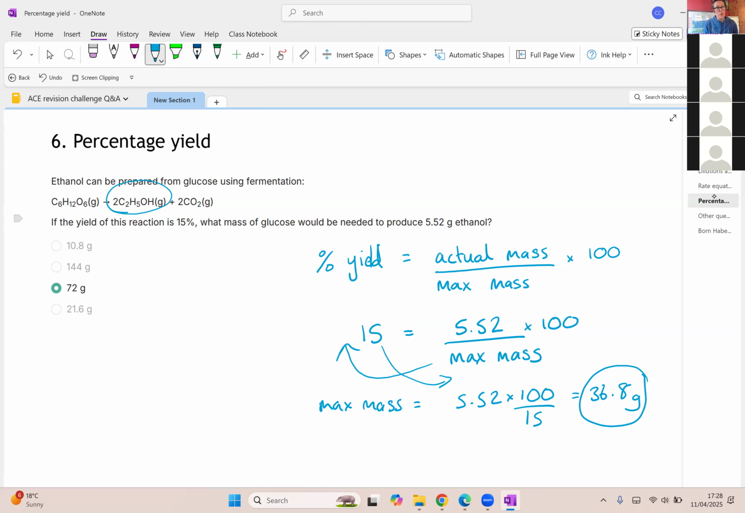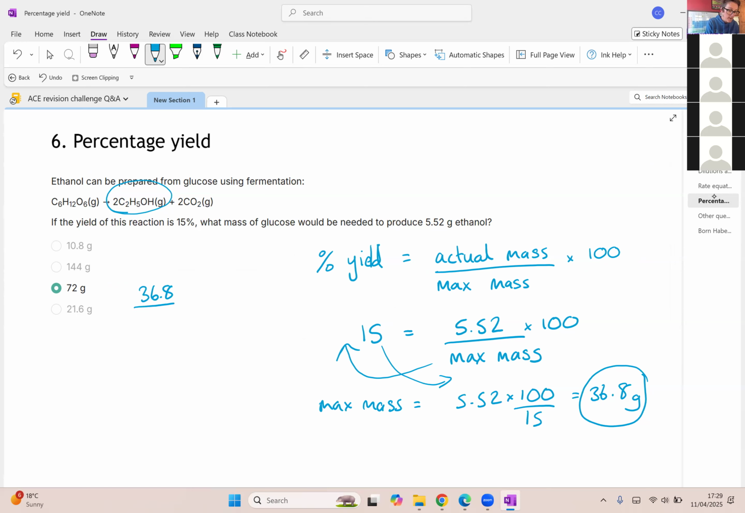So now I am just using moles, just the same as if the question said, what mass of glucose do you need to make 36.8 grams of glucose? Divide that by the MR of glucose, sorry, of ethanol, then divide it by 2 to get the moles, and times it by the mass. I think 72 is the answer. Let's just check.